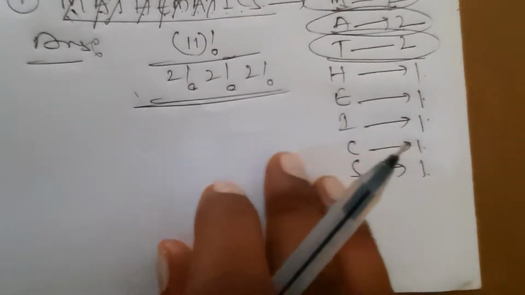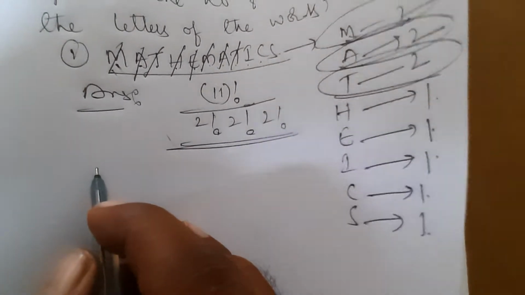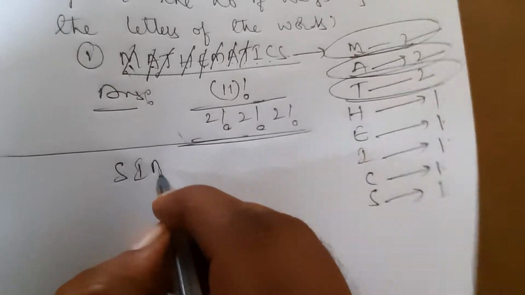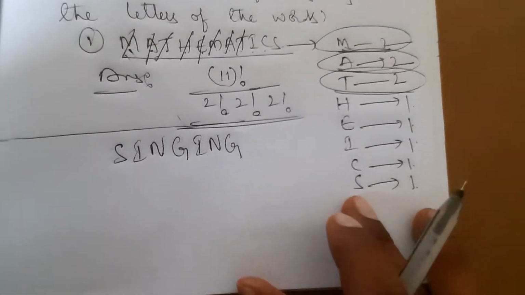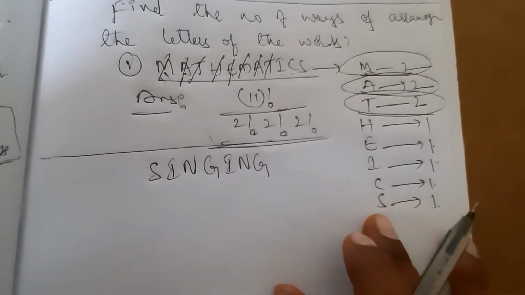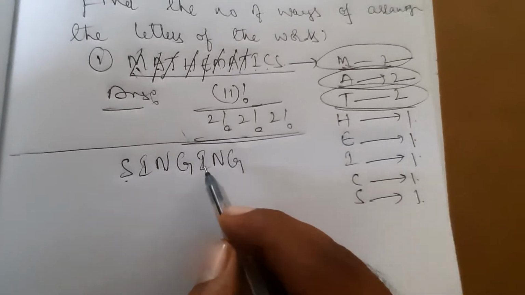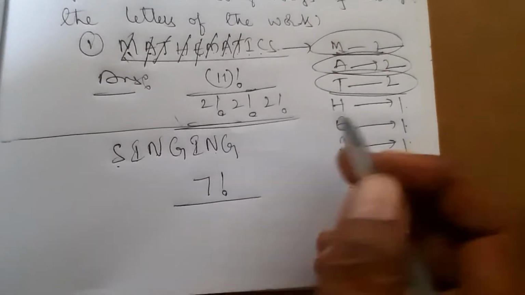Okay. One more example I will give. Here the example is: find the number of ways of arranging the letters of the word SINGING. How many ways can we arrange them? Same here also: 1, 2, 3, 4, 5, 6, 7. 7 letters are there, so 7 factorial divided by the similarities. You can cross-check.